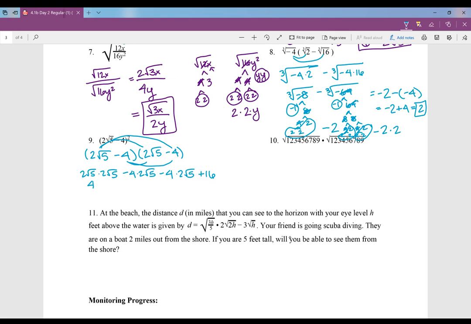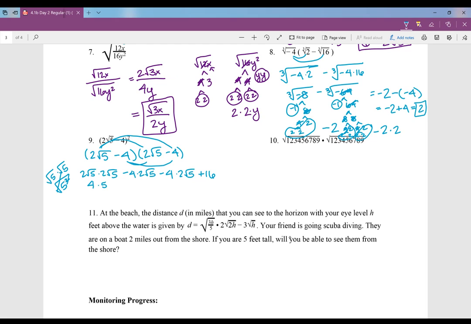Root 5 times root 5, well, that's just going to be 5. Right? If you do the square root of something times itself, then you would end up with that thing squared, and that's going to cancel out with your square root. So if you multiply a square root by itself, it's just the number underneath.